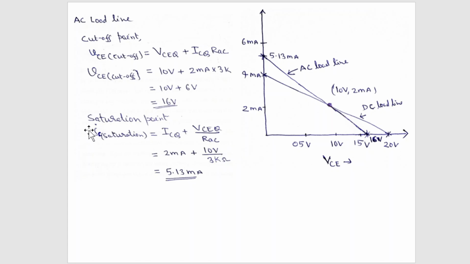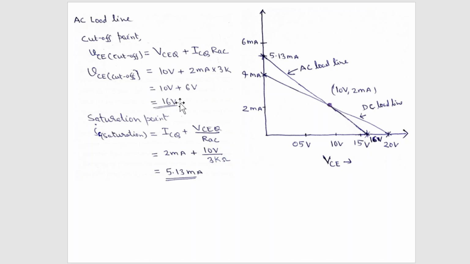Another end point, the saturation point for the AC load line, is small i capital C saturation, equal to ICQ plus VCEQ divided by RAC, that is 2 milliampere plus 10 volt divided by 3 kilo ohm. So it will be 5.13 milliampere. So we got two end points.